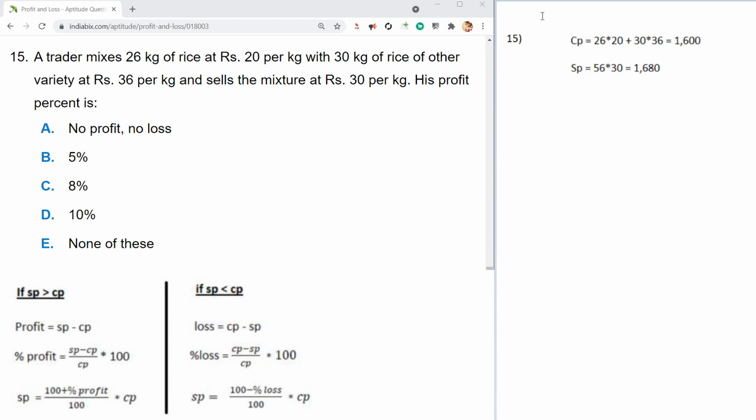We need to find the percentage profit. We know the percentage profit formula is (SP minus CP) by CP into 100. SP is 1680, CP is 1600. If you substitute the values, we get percentage gain as 5, which is option B. Option B is correct.